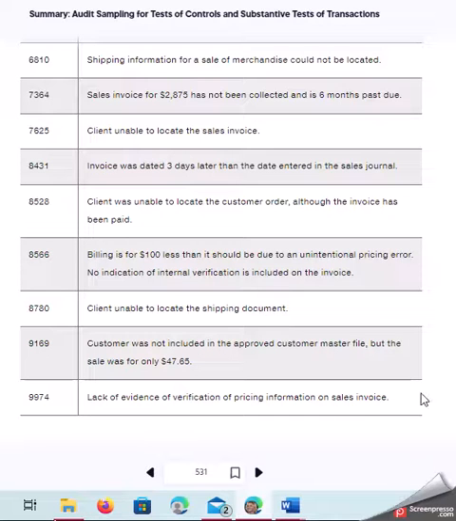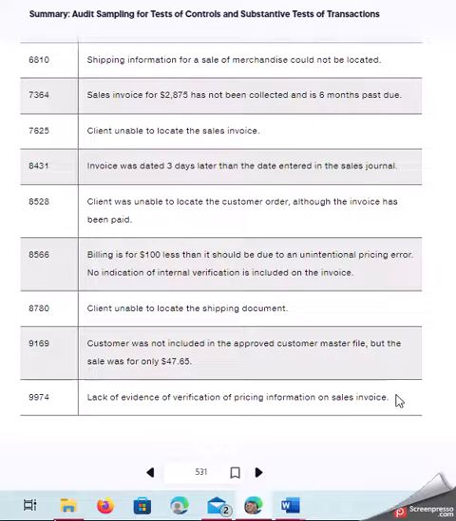And then the customer was not included in the approved customer master file, and the sale was only for $47. I mean, really, it's a minor amount, but at this point, we're looking more at their internal tested controls. So you would want to make sure that that doesn't happen on a regular basis, that customers normally are approved, and that there are credit checks and things like that being done. So again, you may just want to increase your testing, pull another couple customers to make sure that they are approved.